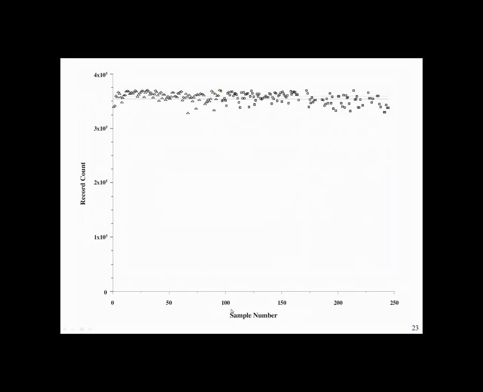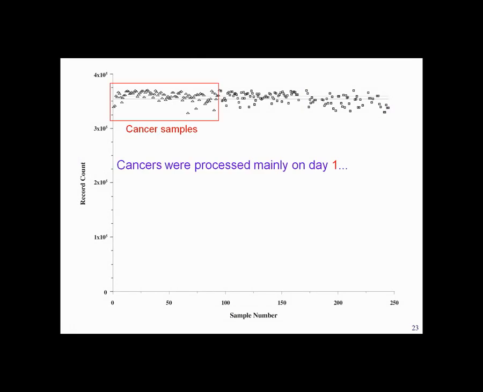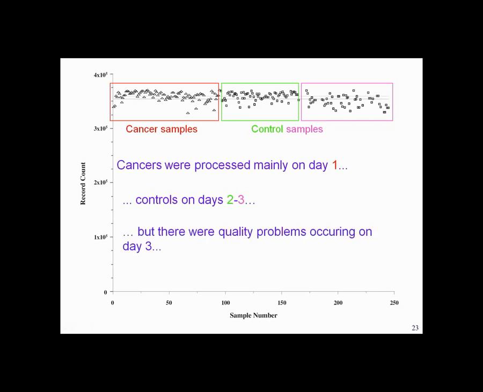But now we look at the same picture, record count on the y-axis, sample number on the x-axis, and now we look at which samples were processed. And what you can see, from their picture, is that cancer samples were processed mainly on day 1. Control samples, however, were processed on days 2 and 3. But there were quality problems occurring on day 3.